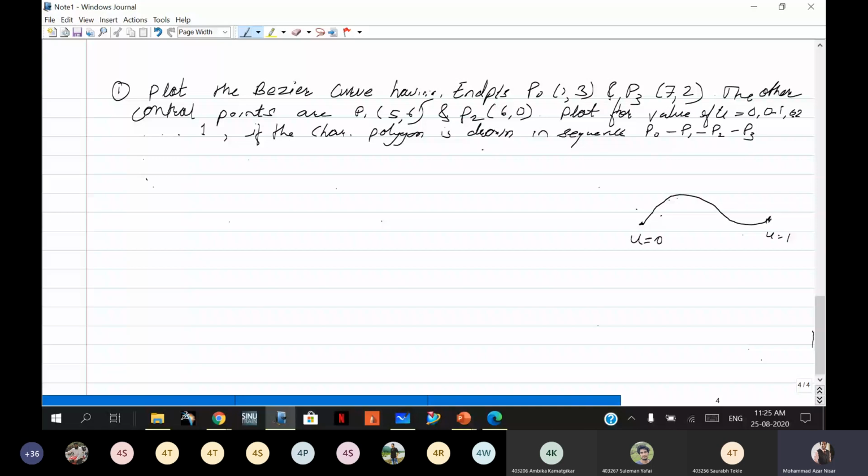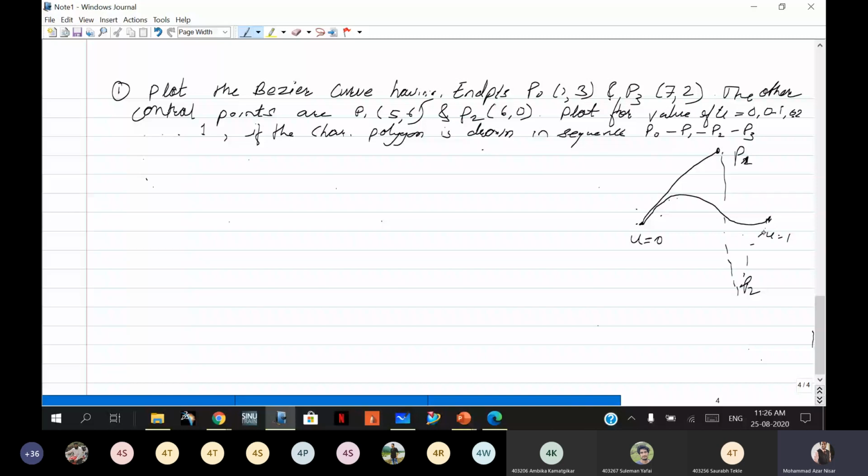And you have to find out the points wherein u equal to 0, then u equal to 0.2, 0.3, 0.4, 0.5, 0.6, up to 1. You have to vary it. Okay, and it is controlled by these 2 points. That is, suppose this is P1, and suppose this is P2. So it is between these 2 points.